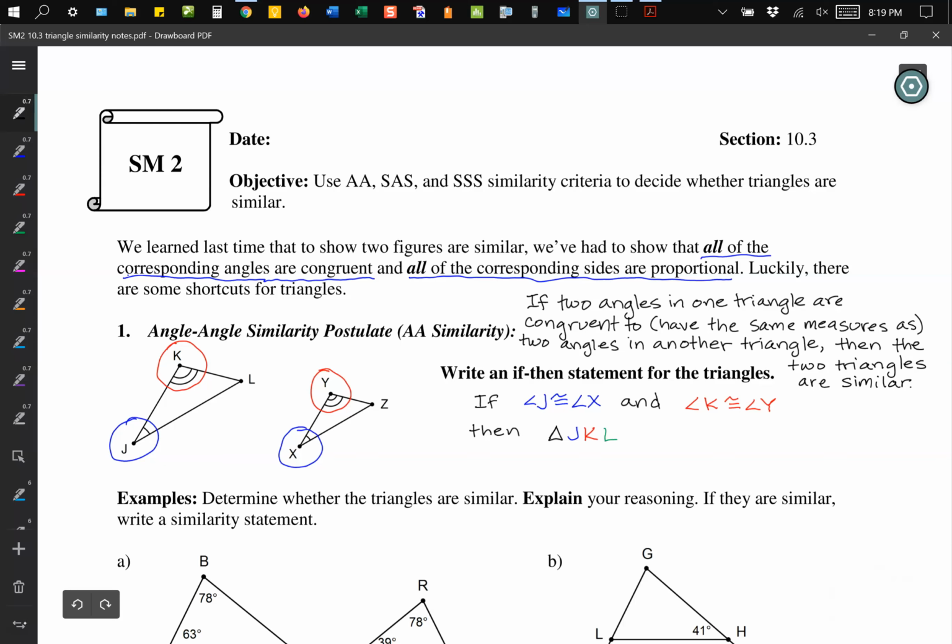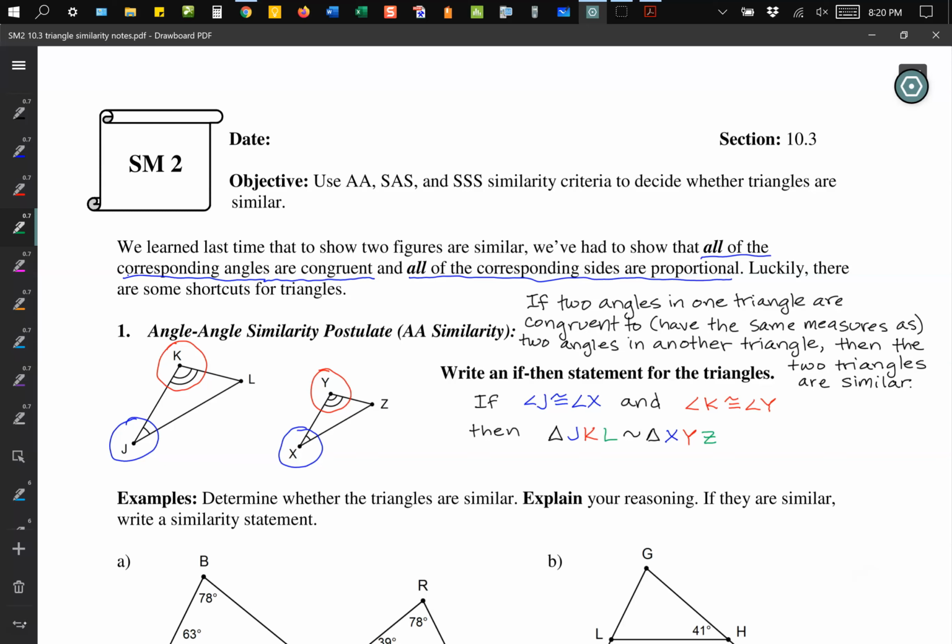And remember that the symbol for is similar to is just a single squiggle. And it will be similar to triangle XYZ. And that order is important. J and X both came first because those were congruent angles. K and Y are in the same place because those were congruent angles. And L and Z both came last because those are congruent angles. So this is what the postulate says.